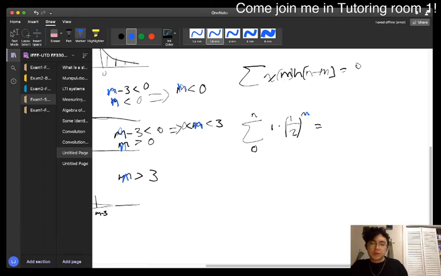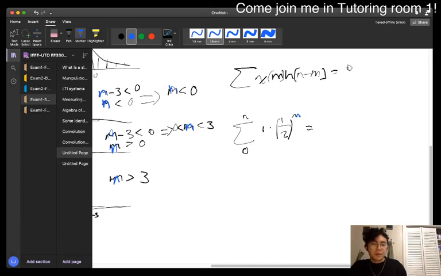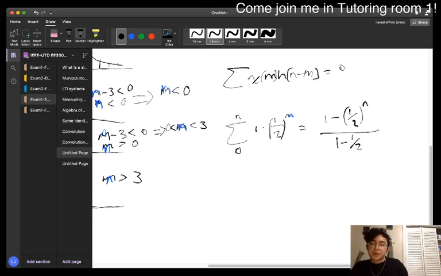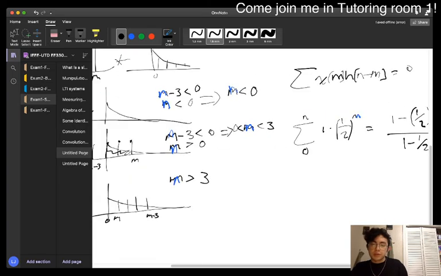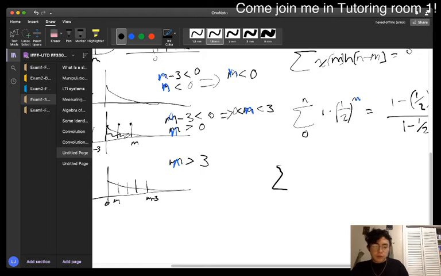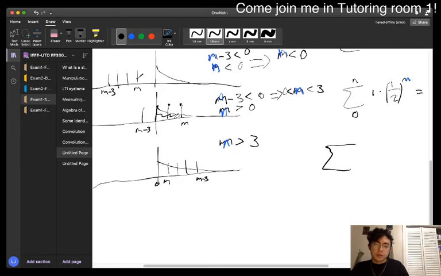Okay, and then sum from n. Remember that geometric sum. So this one will be 1 minus 1/2 to the n over 1 minus 1/2. And then if you do some algebra, you can probably simplify it a little bit more. But I'm going to go ahead and skip to this one. So where is there overlap here in this one?